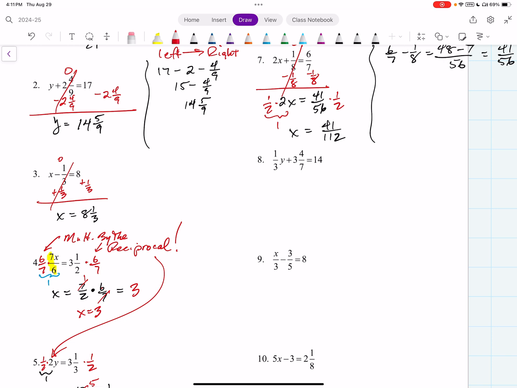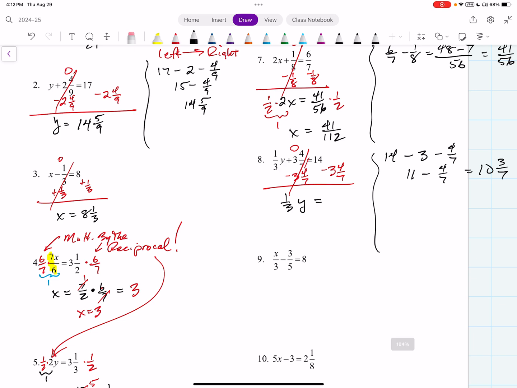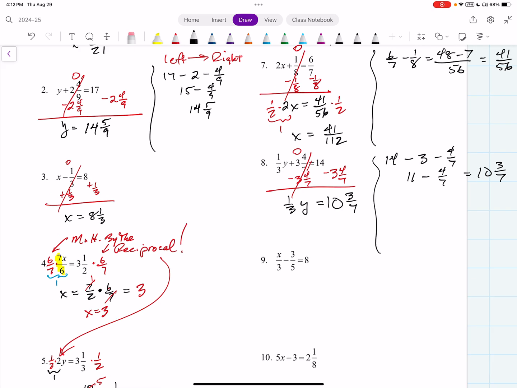So here we're going to add the opposite, right? And the opposite of positive 3 and 4/7 is negative 3 and 4/7. So the opposites cancel to 0, or add to 0 as they say. And you get 1/3 times y is equal to whatever this is. So here's your side work again. 14 minus 3 minus 4/7 is 11 minus 4/7, which is the same thing as 10 and 3/7. So 10 and 3/7.